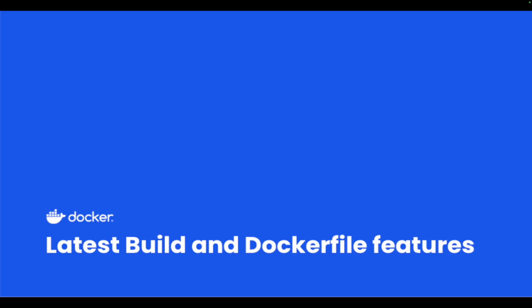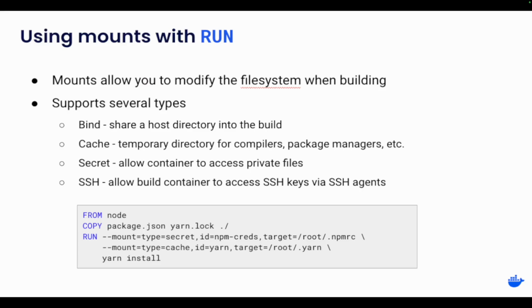All right, so now let's talk about some of the latest build and Dockerfile features. So the first one here is mounts. So we talked earlier about not including secrets inside of images. That's a very bad idea. What should we do instead? What if our build needs a secret like an SSH key or something else, or if we simply need to bind another file system into that build? This is where a mount comes in. So a mount allows us to modify the file system while building, but it does not add things to the file system. It simply attaches them temporarily during the build process.